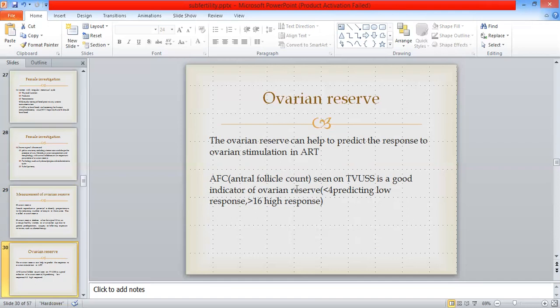Antral follicle count, seen at transvaginal ultrasonography, is a good indicator of ovarian reserve. If the antral follicle count is less than 4, it predicts low response to stimulation. And if there is an antral follicle count of more than 16, then there is very high response to ovarian stimulation and very high response to assisted reproductive technique. It means antral follicle count is a good indicator of ovarian reserve, and from the antral follicle count, we are assessing the success rate of the assisted reproductive technique.